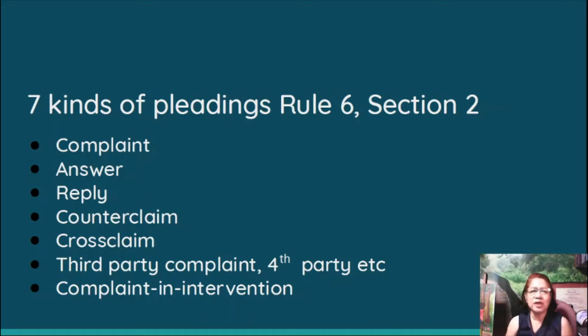Why am I emphasizing this? Because in law practice, we have a tendency to refer to everything that is in the case files other than the court order or decision as pleadings. So sometimes we refer to the motions and manifestations and memoranda as pleadings. But strictly speaking, under the rules of court, when we say pleadings, we are only referring to these 7 pleadings. And therefore, again, for purposes of applying the rules on judgment on the pleadings, we are only referring to these pleadings.